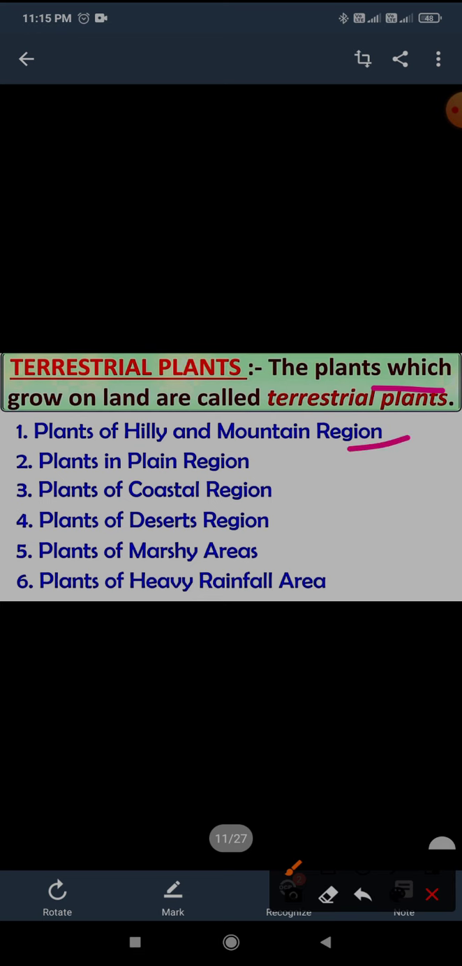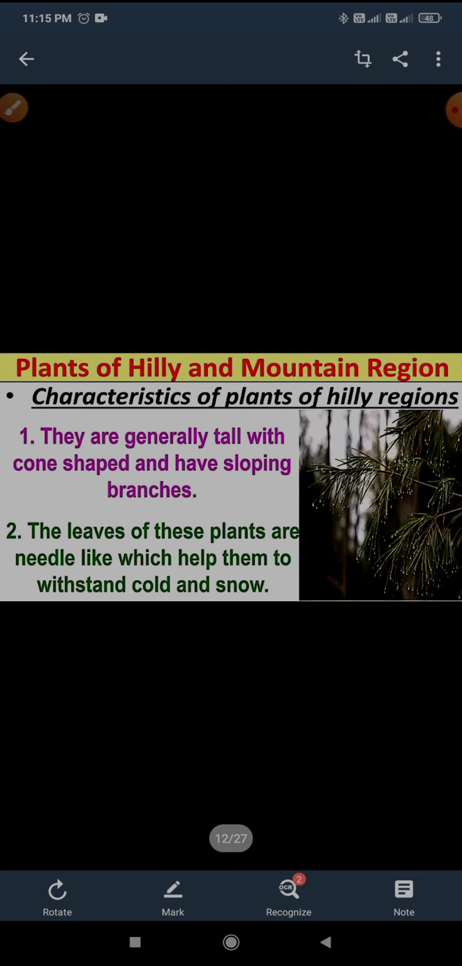First, plants of hilly and mountain regions. We will learn about plants in plain regions, plants in coastal regions, plants of desert region, plants of marshy areas, and plants of heavy rainfall areas. Now let's have a look at each of them one by one in detail. So first is plants of hilly areas, hilly and mountain regions.